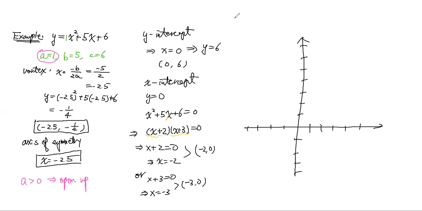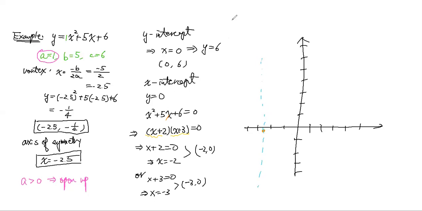Okay, so let's do it again. The vertex here is (-2.5, 1/4). So it's here. Then the axis of symmetry is here, and this is the axis of symmetry. And I know it opens upward.